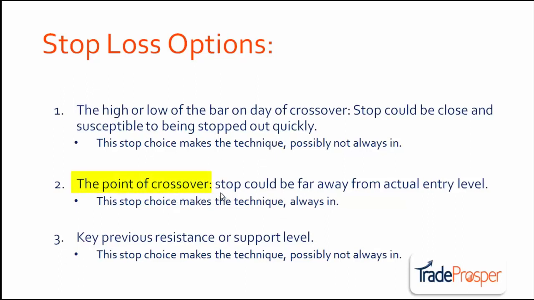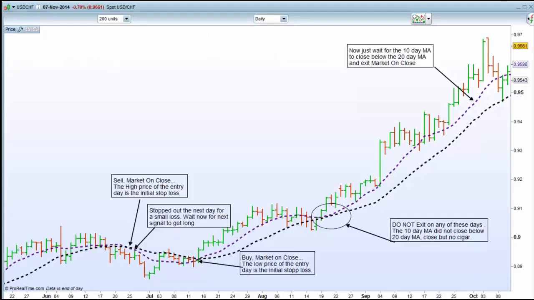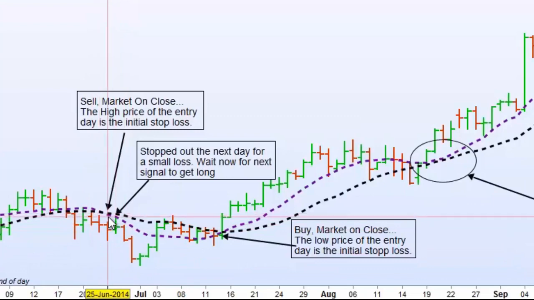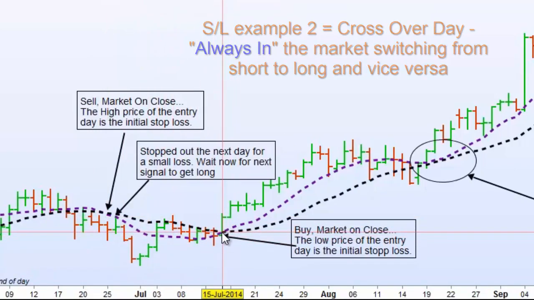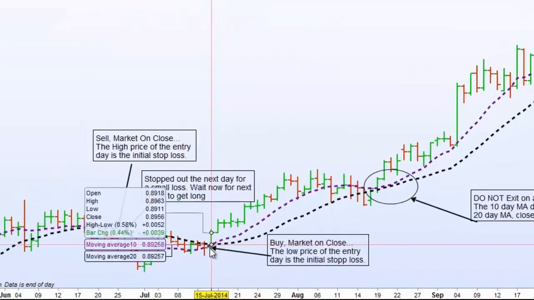The second one I showed you was the point of crossover. Now that stop could be far away from the actual entry level. So this stop makes the technique always in the market, meaning the day the crossover happens, you wait for the crossover to the opposite side to get stopped out and then enter the other way. So in our example, we got short on the crossover, and then on the second one, we got long, and let me show you that on the chart briefly. So to refresh, using that method, the second one, you would have gotten short on this day that the crossover happened, and then you would have been in the market until this day, then you would have stopped out and then gotten long. That's the always in technique.